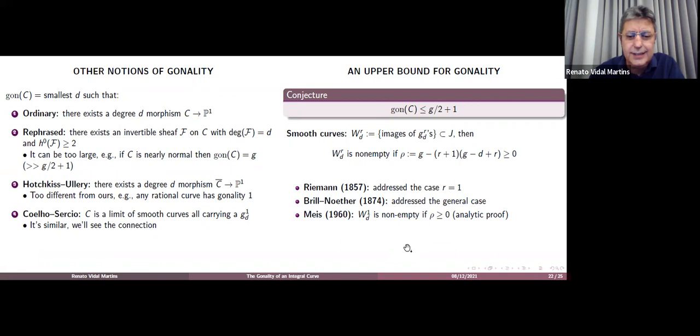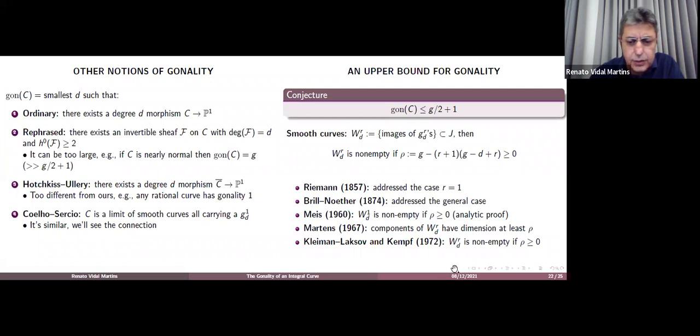Meis, in 1960, proved the result for R equals 1: the variety is non-empty if ρ is greater than or equal to 0. Martens, in 1967, showed that the components of W^r_d have dimension at least ρ. Kleiman, Laksov, and Kempf, in 1972, proved the result. Fulton and Lazarsfeld, in 1981, proved the result and got something else: that this variety is connected if ρ is greater than 0.